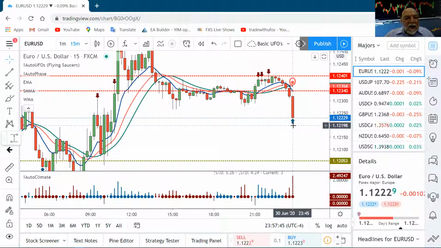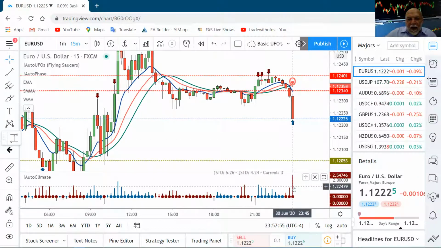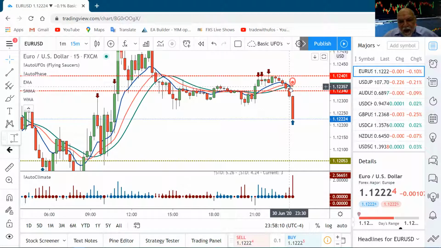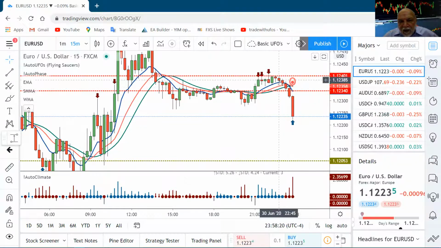I'm getting an auto phase. It's already starting to indicate that it might want to go up, but my auto climate is showing that it's moving down. That's good. We have the blue crossing the red in this zone up above that was created. Where was that created? Let's take a look. In this area right in here.